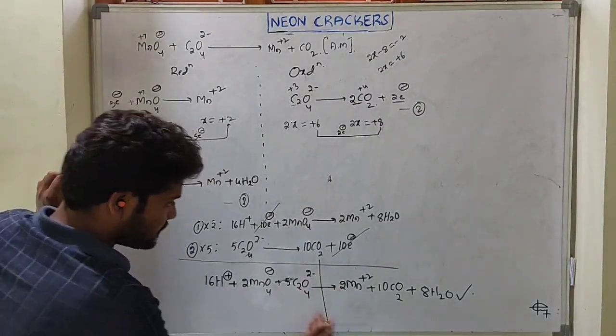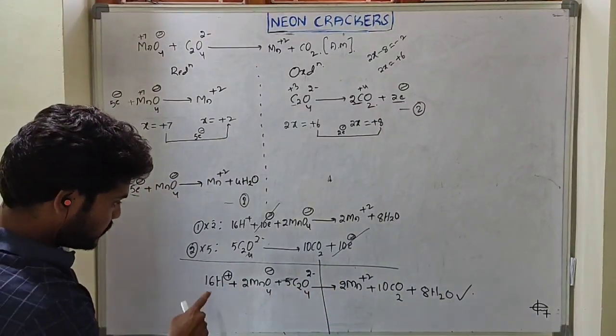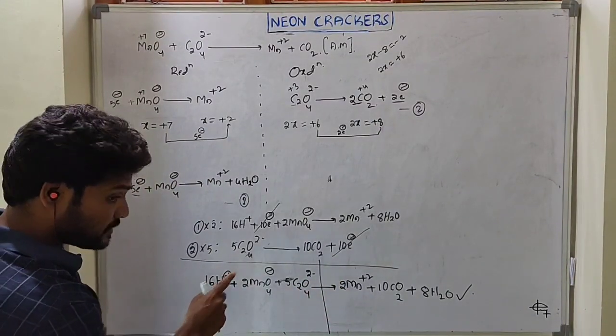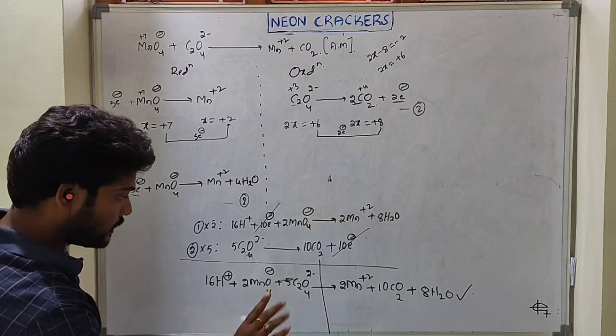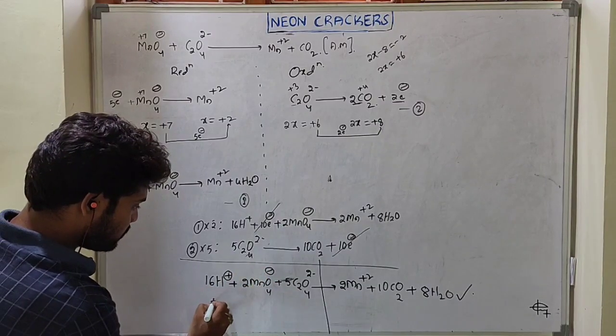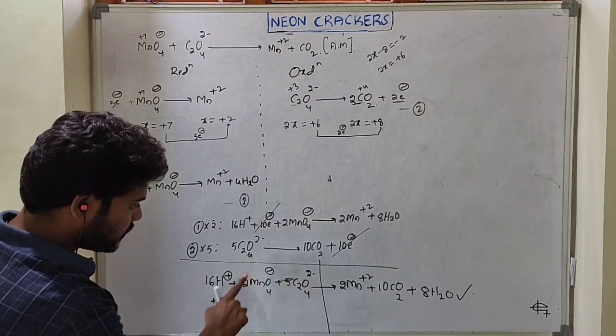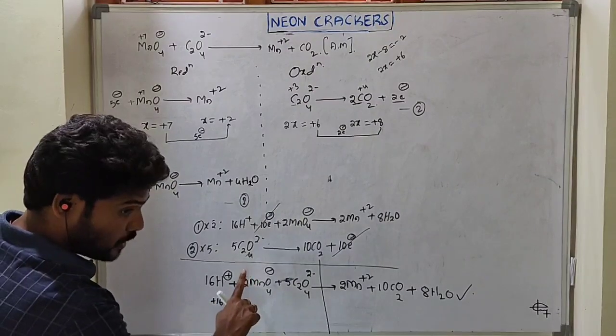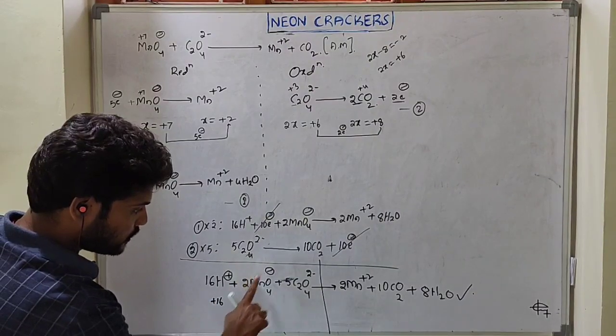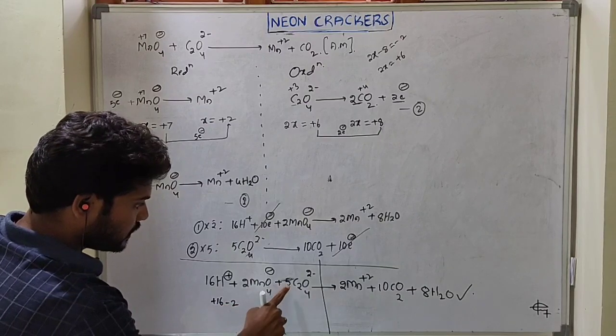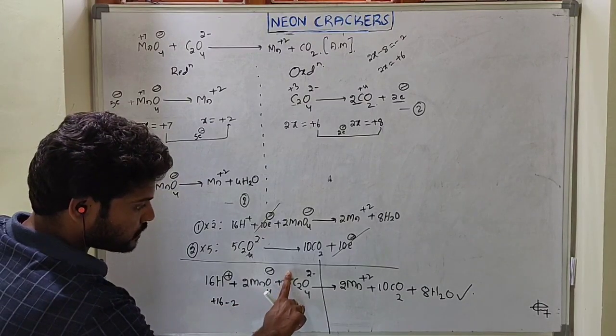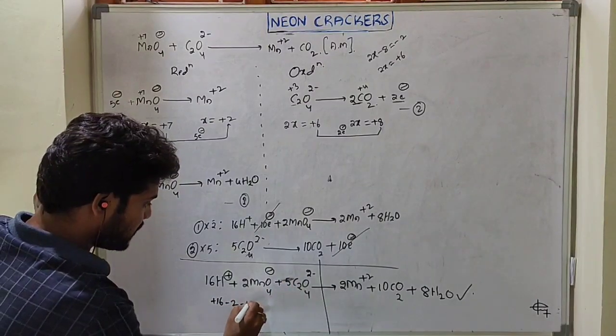So this is the left side, the reactant side. What is the total charge here? We have to calculate whether it is positive or negative. Here 16H+ gives plus 16 charge. Each MnO4- has minus 1 charge, so 2 times minus 1 means minus 2. Each oxalate has minus 2 charge, so 5 times minus 2 means minus 10.